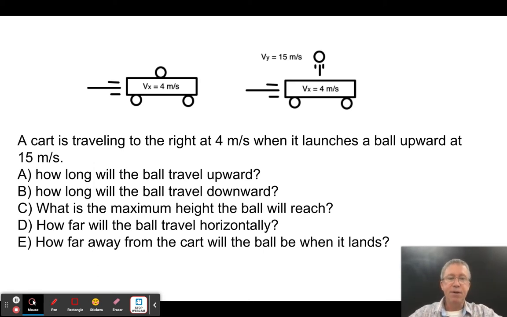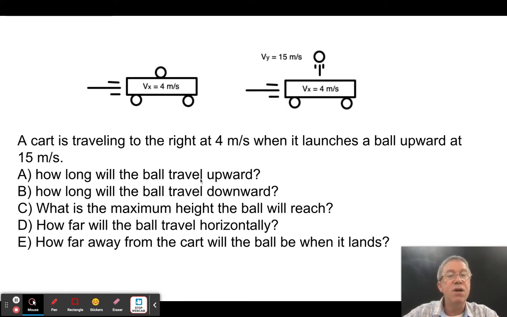Let's try another one, okay? These ones sometimes seem counterintuitive, but let's just think about this. So I've got a cart traveling horizontally at 4 meters per second, and it's going to launch a ball vertically at 15 meters per second as it travels horizontally. So it's going to shoot it straight up. Okay, so I want to know the answers to these questions here.